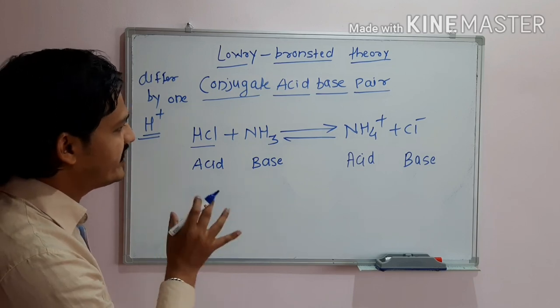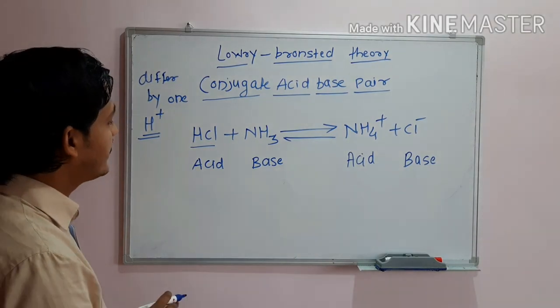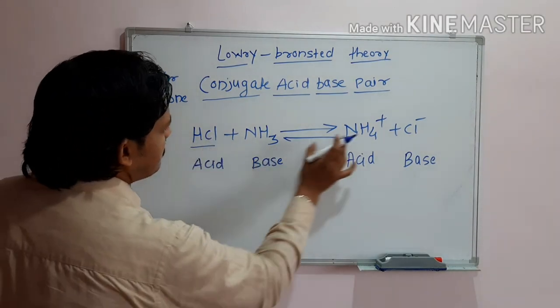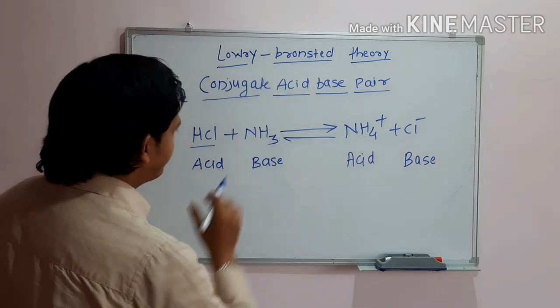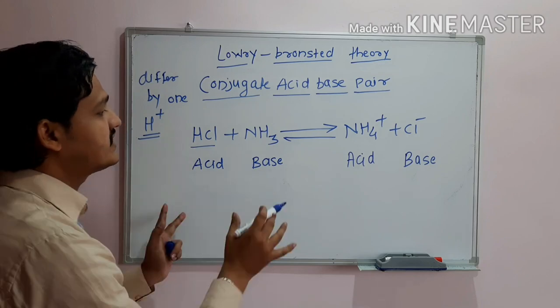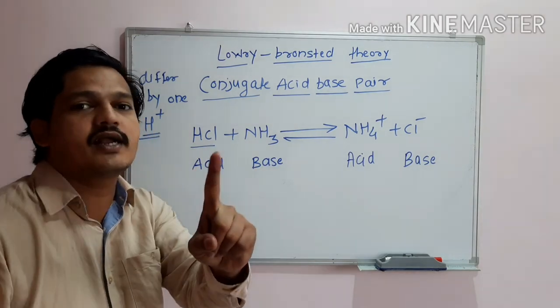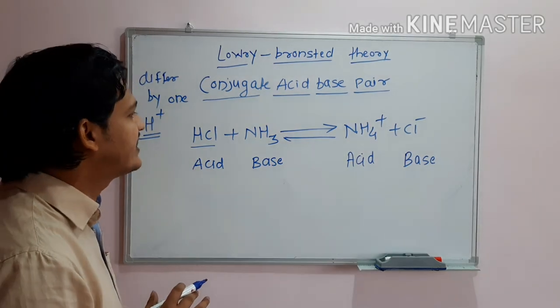Now focus on this example. Which acid base pair is a conjugate acid base pair? So I think HCl and NH4+, because there is NH4+. No. So I think one proton. In an acid base pair there should be a difference of one H+. Only that is called a conjugate acid base pair.